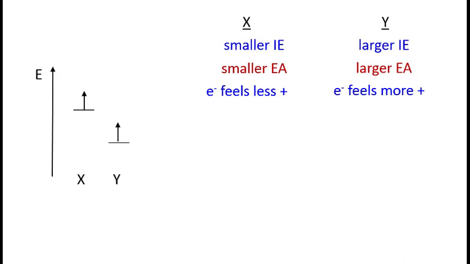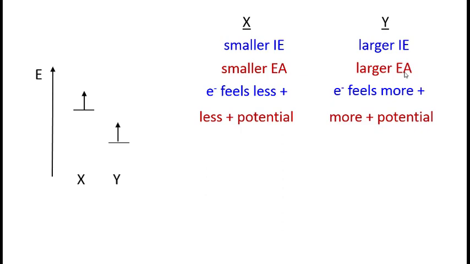So far, we have simply repeated the language we used with atoms earlier in the course. But now let's introduce a term that we'll use in redox. Since the electron in X feels less positive charge, we'll say that X has a less positive potential. The electron in Y feels more positive charge, so we'll say that Y has a more positive potential. Same trend, same concept, different term.